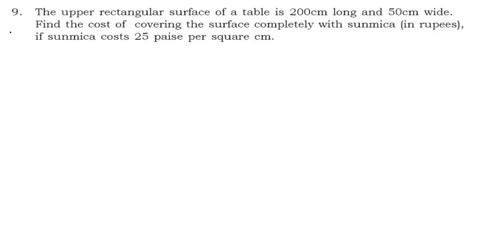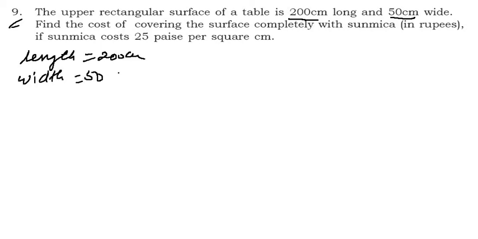Now come to the next one, that is the 9th. The upper rectangular surface of a table is 200 centimeter long and 50 centimeter wide. So you can write here length. Length is 200 centimeter and width is given as 50 centimeter. Find the cost of covering it completely with Sunmica in rupees, if the Sunmica cost is 25 paisa per square centimeter.